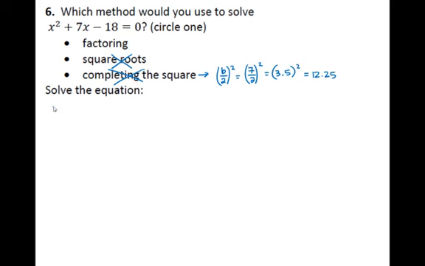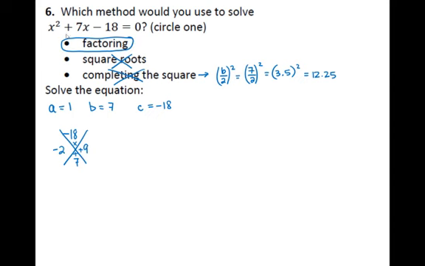So if I'm going to factor, a is equal to 1, b is equal to 7, c is equal to negative 18. So two numbers that multiply to be negative 18 and add up to be positive 7. That's negative 2 and positive 9. So actually, this one seems to be working out nicely. Negative 2 times 9 is negative 18. Negative 2 plus 9 is positive 7. So I am definitely going to use factoring then.